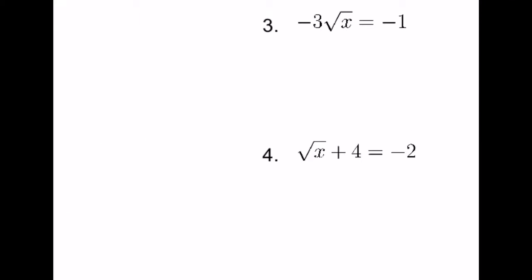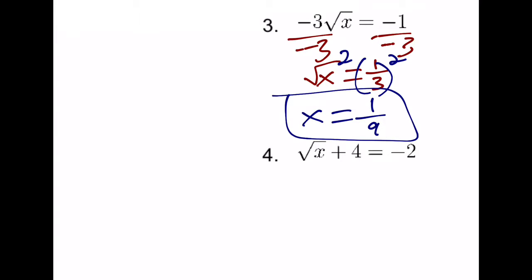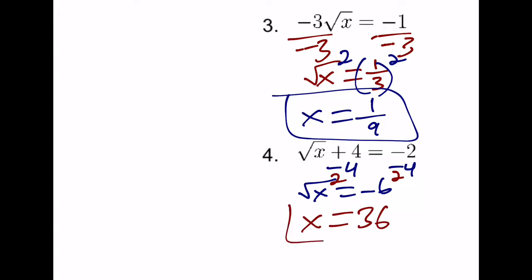On this side, we have the square roots, so we divide by negative 3, and we end up with the square root of x is equal to 1/3. When we square this to cancel that out, we get x is equal to 1/9. This one, we subtract 4 from both sides, so we have the square root of x is equal to negative 6. We square both sides. We end up with x is equal to 36.